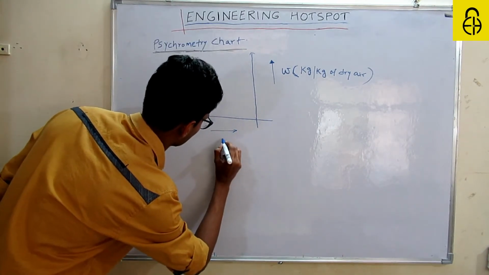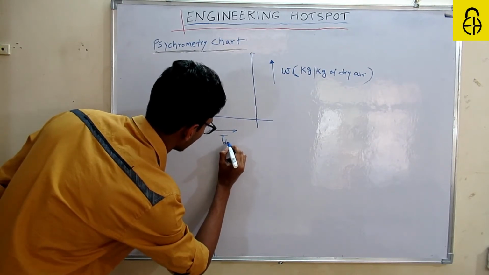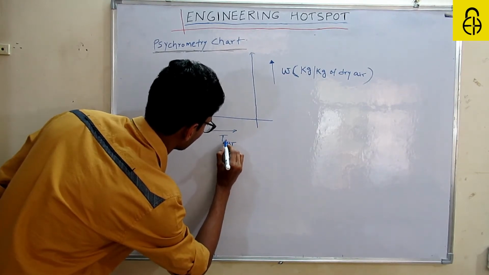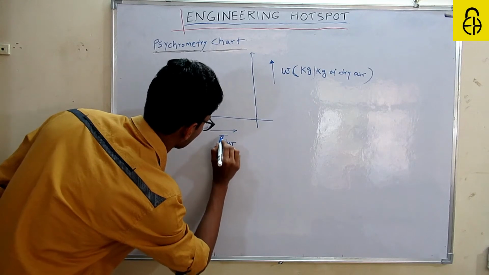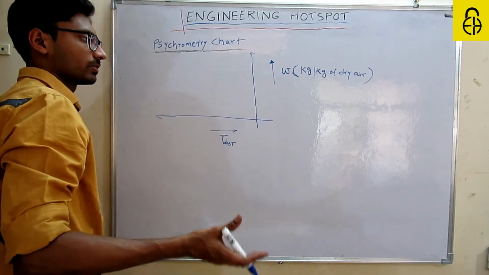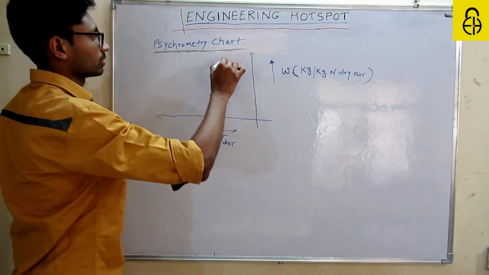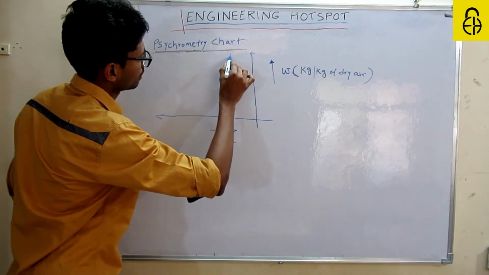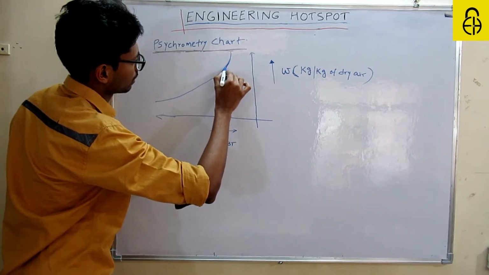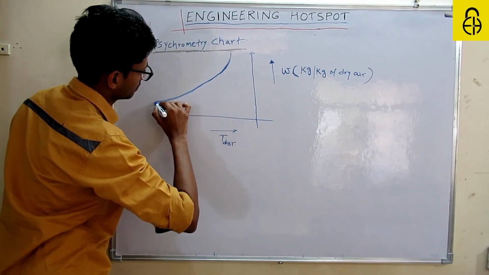On this side, the temperature will increase, and this is actually DBT. This is the temperature measured by a thermometer placed in the air or a sample. So we have the chart looking like this. This curve actually.